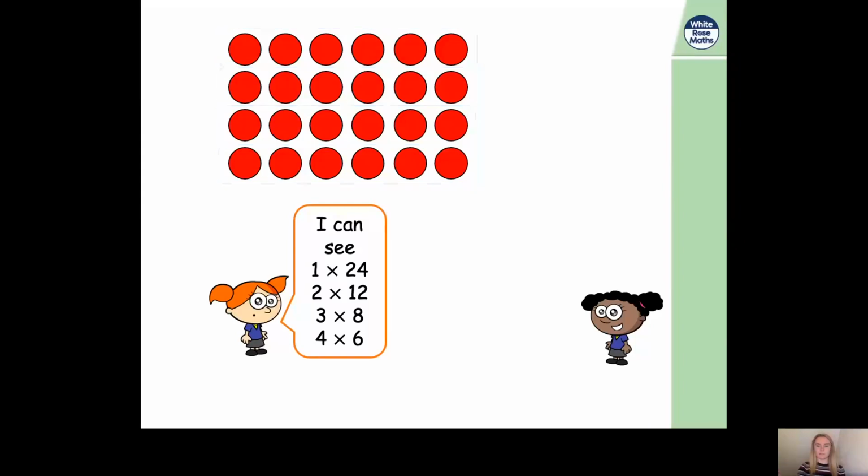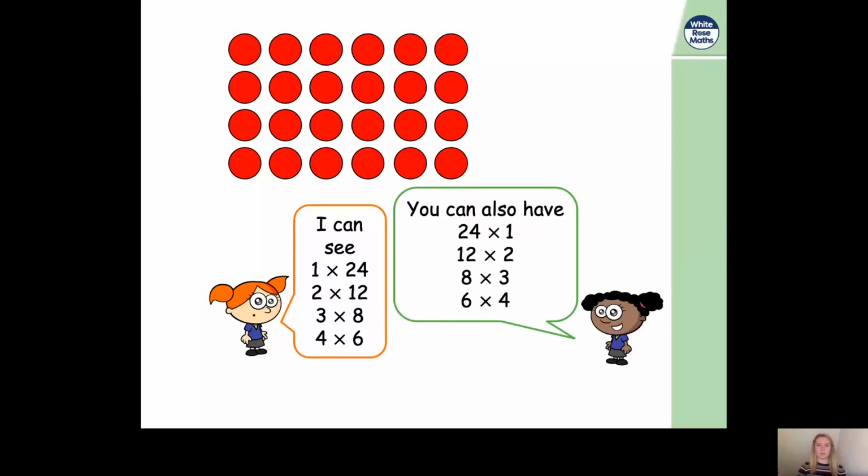Now, let's see what the other girl says. So she says you can also have 24 multiplied by 1, 12 multiplied by 2, 8 multiplied by 3, and 6 multiplied by 4. So, is she correct? Yes, she is, isn't she? Because multiplication is commutative. So we can switch the two numbers round and it gives us the same answer, doesn't it?